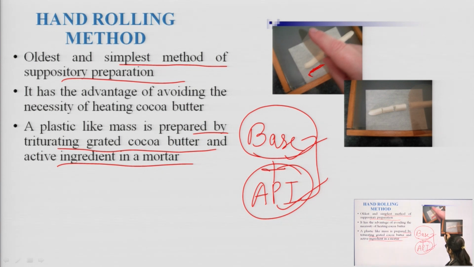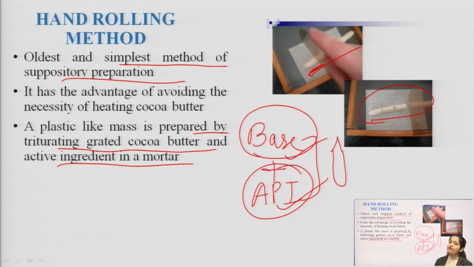So, when you get a long mass of that particular suppository, according to the need of the shape and size, it is often cut into the desired shape and size. For example, if we want to make rectal suppositories out of this hand rolling method, we will cut it into a shape like this, because this is the shape often used for insertion into the rectal cavity.